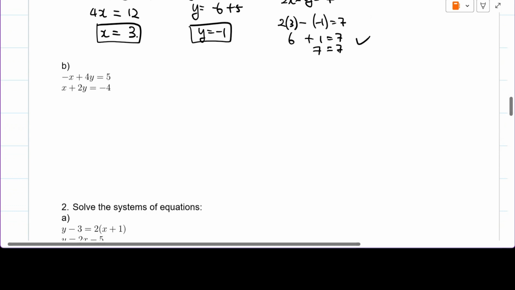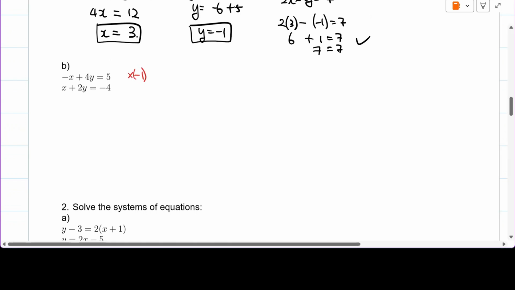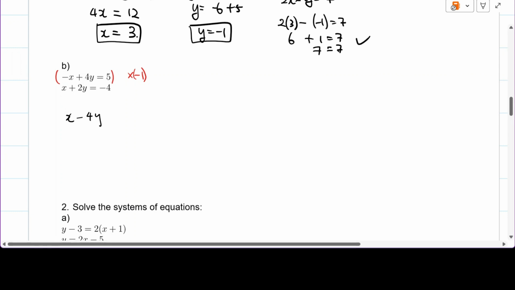Now let's do the second question. For this one, I'm not going to use a substitution method. I'm going to instead use an elimination method. Specifically, I'm going to multiply the first equation by negative 1. Why do I want to do that? Because I want to make the coefficients of the x terms equal to each other. So if I multiply the first equation, both sides, by negative 1, it becomes positive x minus 4y equals negative 5. So make sure that all three terms are multiplied by negative 1. And then the second equation stays the same.